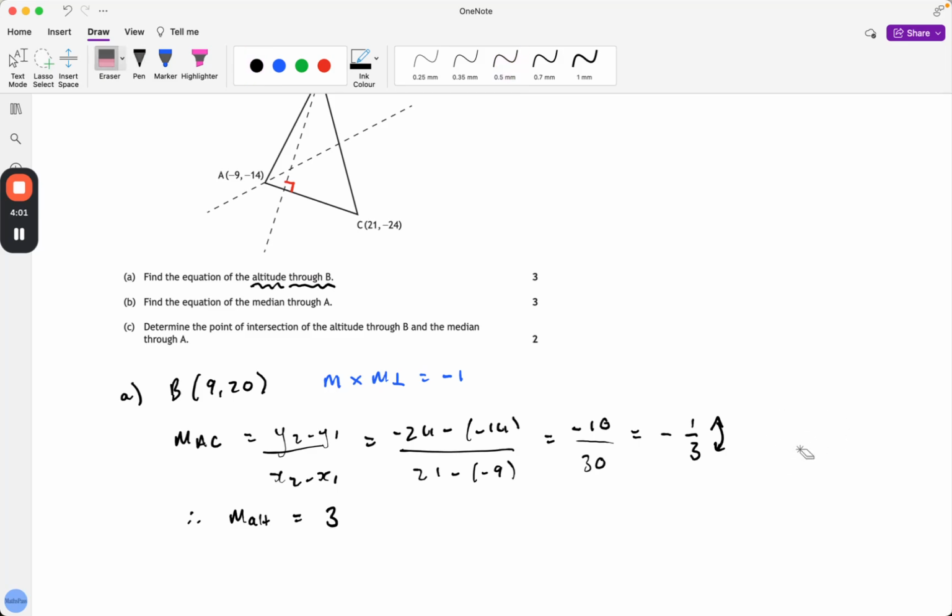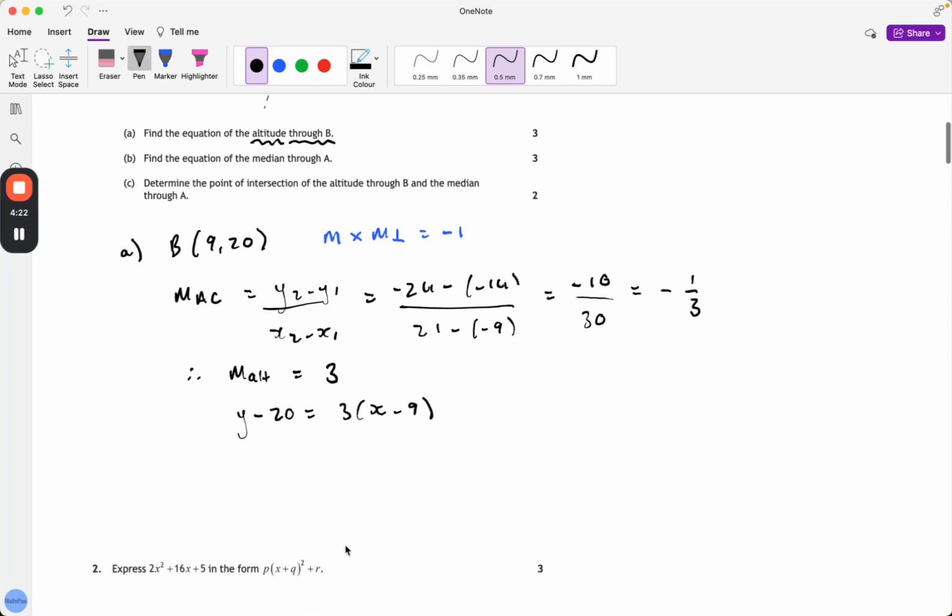Okay, so now we've got the gradient, we can just sub that into our equation of the straight line, alongside our point 9, 20. So that tells us we've got y minus 20 is equal to 3 times x minus 9. We then want to do a little bit of rearranging and neaten it up, so we have y minus 20 equals 3x minus 27.